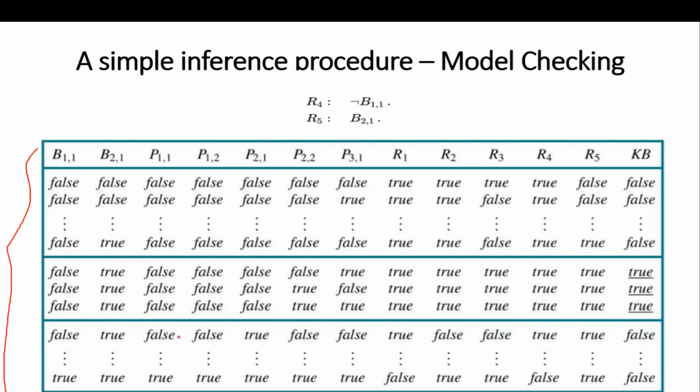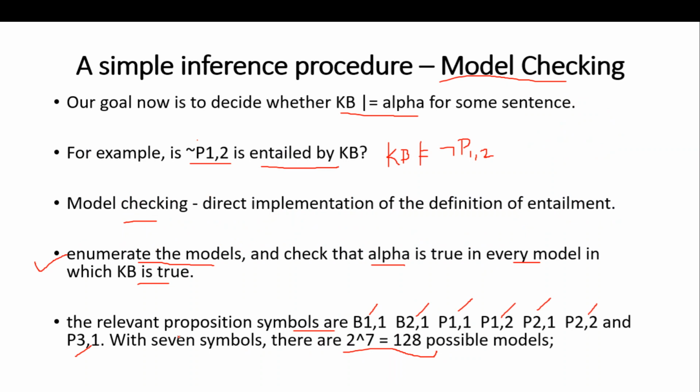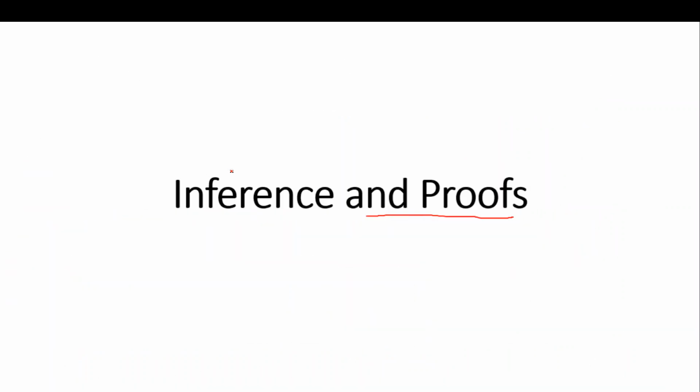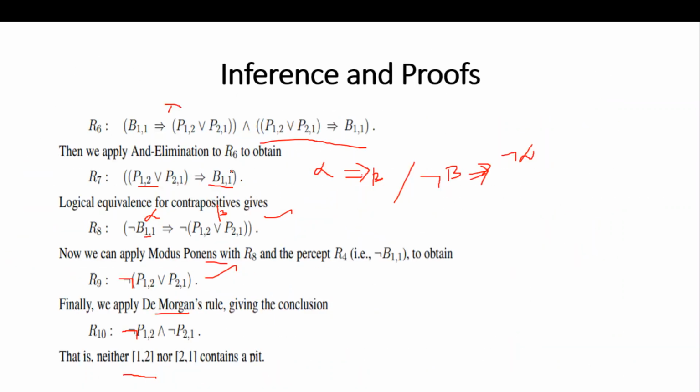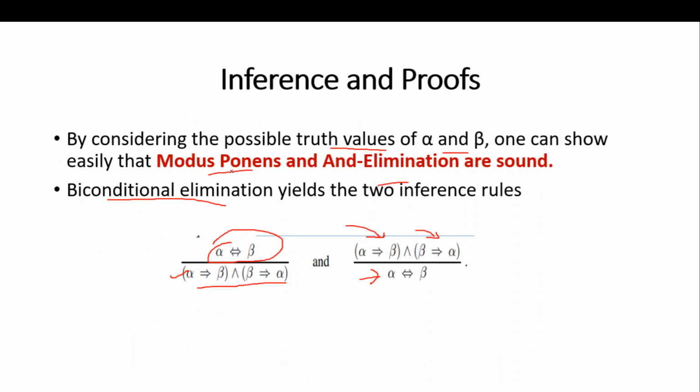What is the question? Our question is to find whether there is a pit in 1,2 or not. That is, is it entailed by KB or not? Does KB entail P1,2 or not? So now we have proved that there is no pit in P1,2 or 2,1. So this is called inference by theorem proving, or inference by proving certain rules.